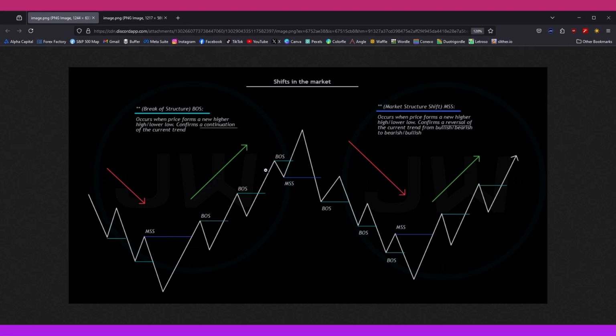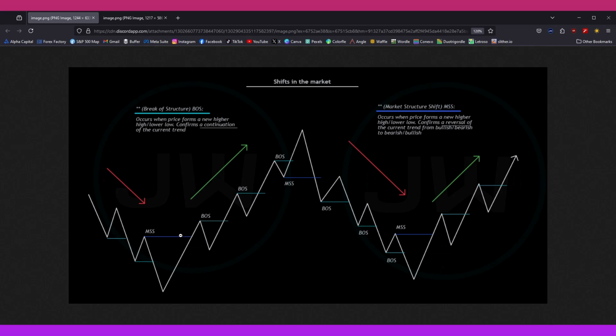Today I'm going to go into shifts in the market, and we're going to go specifically into the difference between a market structure shift and a break of structure. So what's the difference between these two? Well, one occurs to confirm a continuation of the current trend, while the other confirms a reversal of the current trend from bullish to bearish or from bearish to bullish.